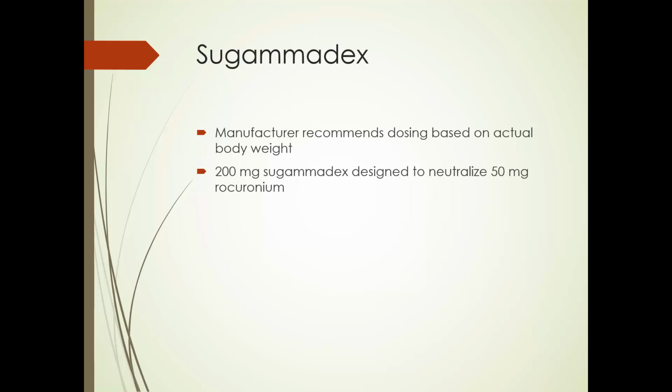It's a newer drug, of course, and the manufacturer recommends using actual body weight, even though most of the original studies used lean body mass. When the drug was being developed, it was designed such that 200 milligrams of sugammadex would neutralize 50 milligrams of rocuronium. You may argue, what is the downside of giving too much? Well, not much, but the cost is one, and the other is the risk of a really bad anaphylactic reaction if the patient is susceptible, but that may be minimal.